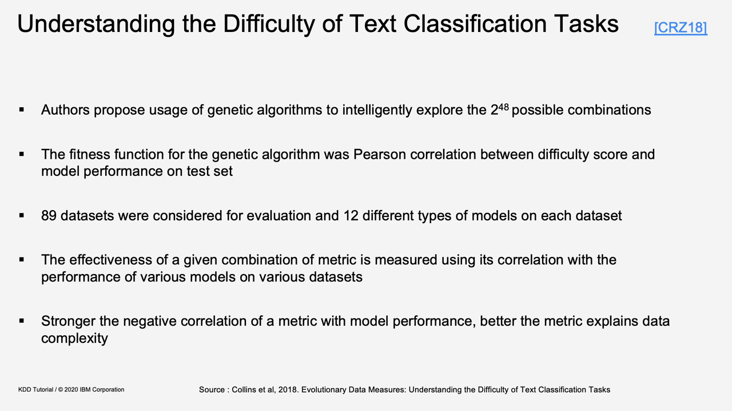In the current settings, authors use the Pearson correlation between the difficulty score obtained from a given combination and the accuracies of the different models obtained on this dataset. Stronger the negative correlation of the metric and the model accuracy, better is the metric. To identify the best metric, authors use a database consisting of 89 datasets and also consider 12 different models for each dataset.